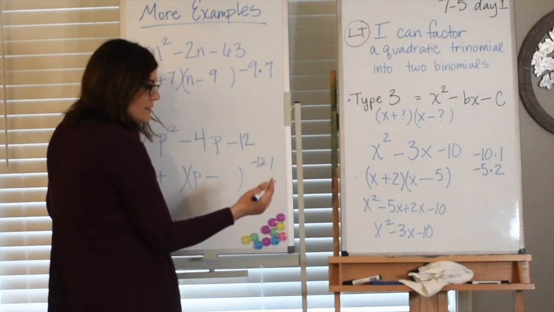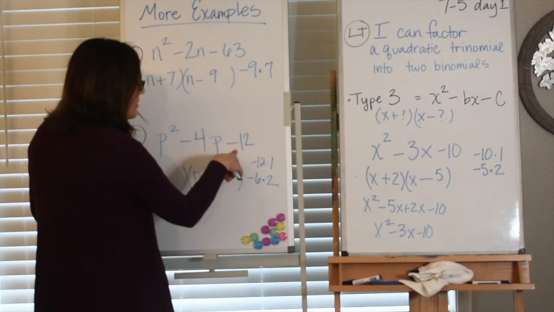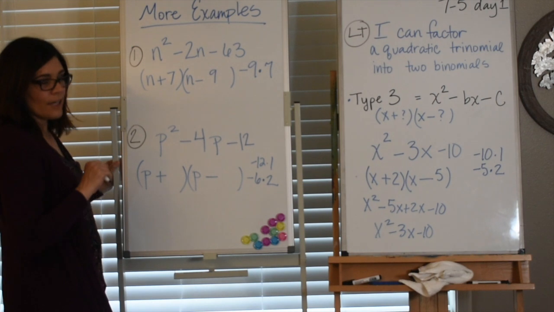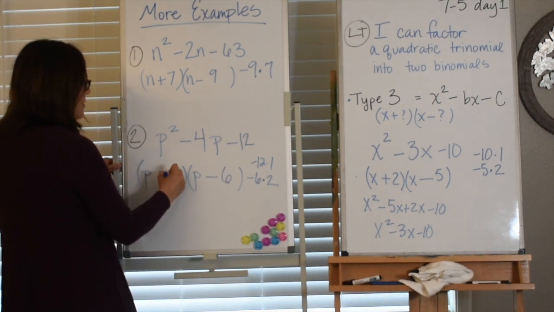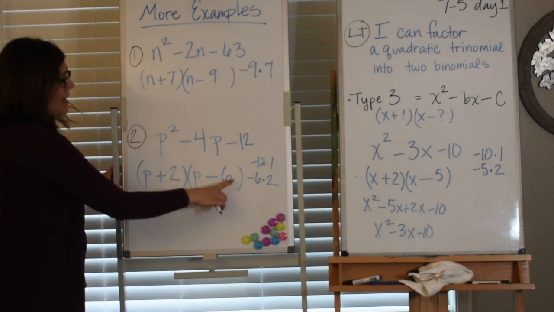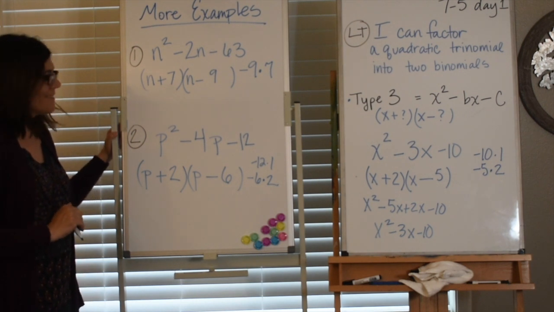I know the bigger one has to be negative, so negative 6 times 2 results in negative 12, and when I add them together, I get negative 4. So I'm going to go ahead and put the 6 in here and the 2 in there. If I were to multiply this out, I end up getting that trinomial right there.